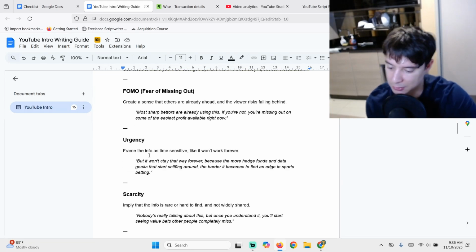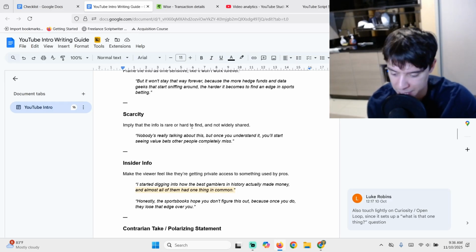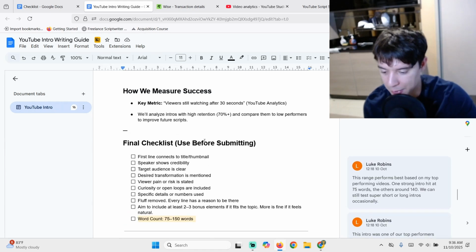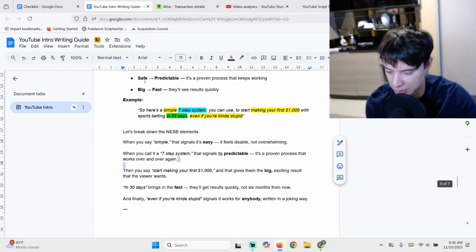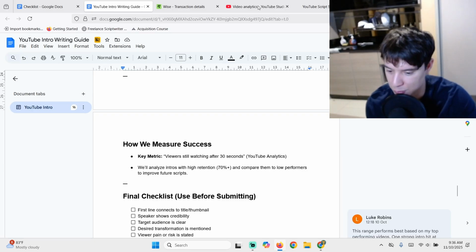And then you could throw in like 2 to 3 of these bonus ones where you see it kind of makes sense with the angle of the intro that you're going with. So now that we've gone through all of this, I just want to go through how you actually measure success. So this is just theory of what you want to include. But the way you actually measure is by looking at viewers still watching after 30 seconds.